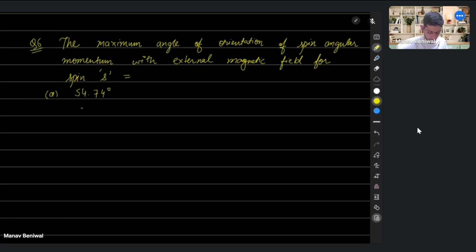and then we are given options: 54.74 degrees, 125.26 degrees, 97.5 degrees, and 145 degrees. So these are our four options.